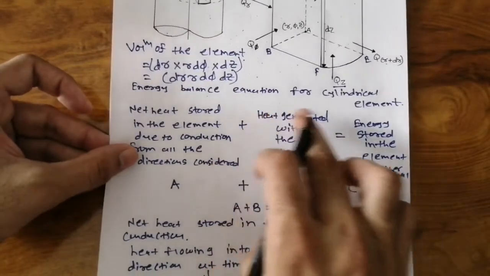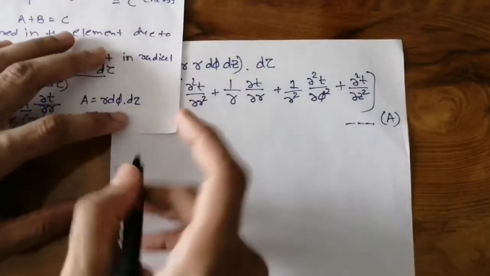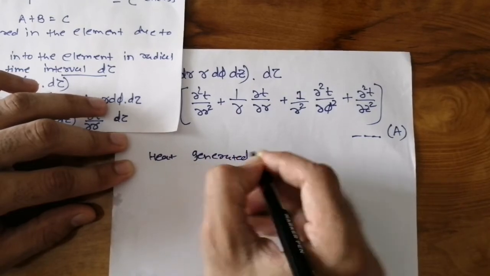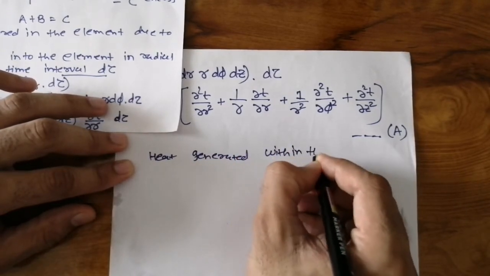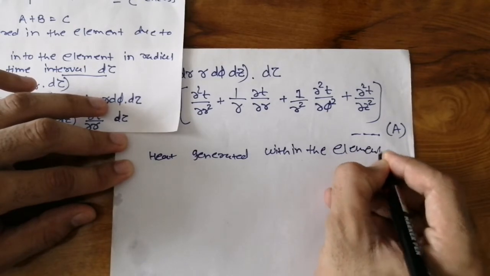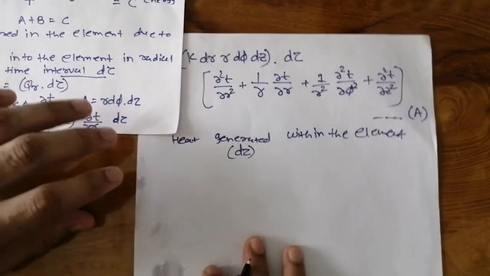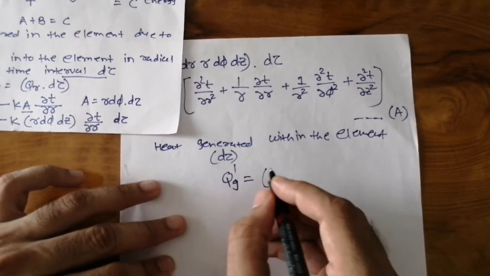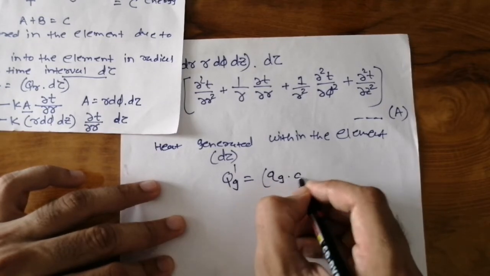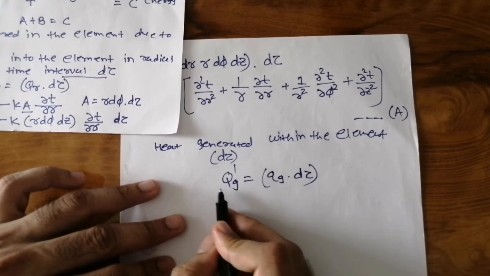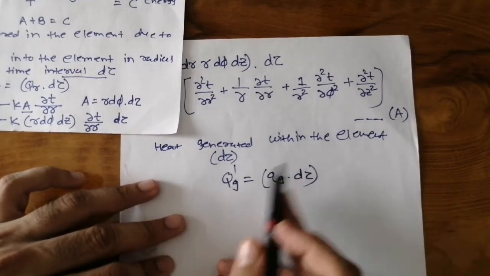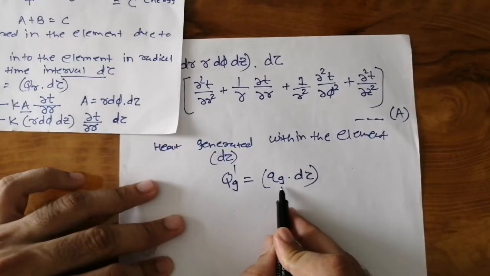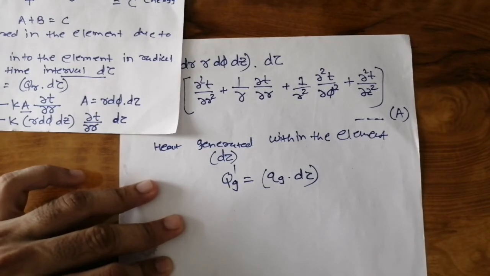Now B part, now we are going to derive what will be our B part. So our B part is what? Heat generated within the element. So first of all we are just considering heat generated within the element. Same time interval we are just considering d tau. Same time interval will be considered. So we just consider q g dash is equal to, we should write q g into d tau. What is q g dash? It is heat generated within the element per unit time.